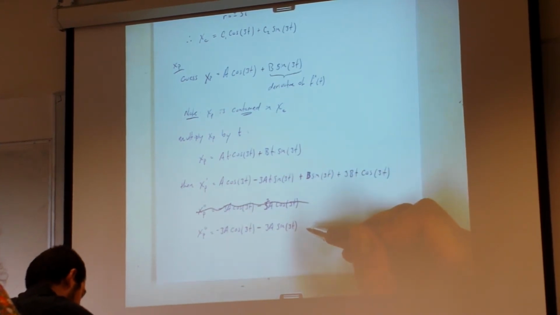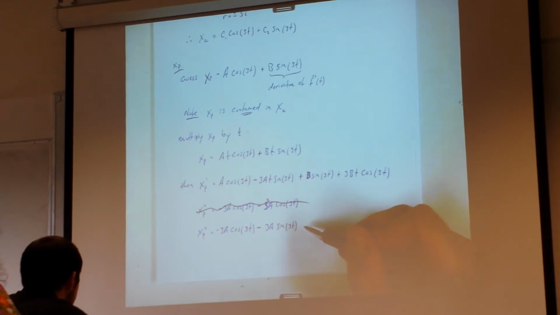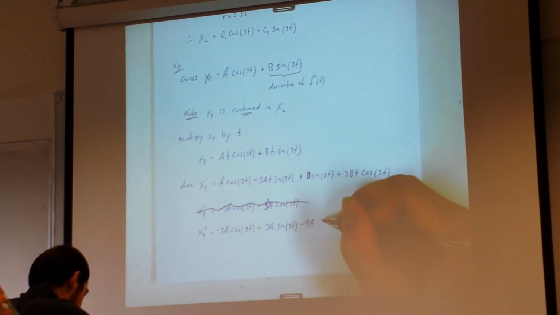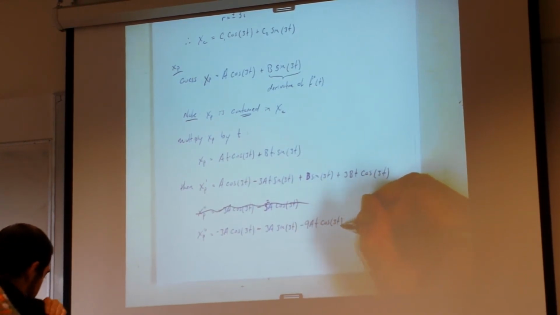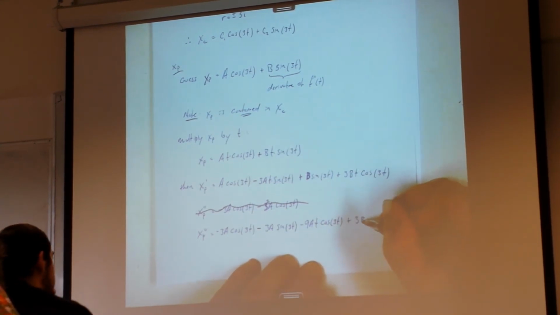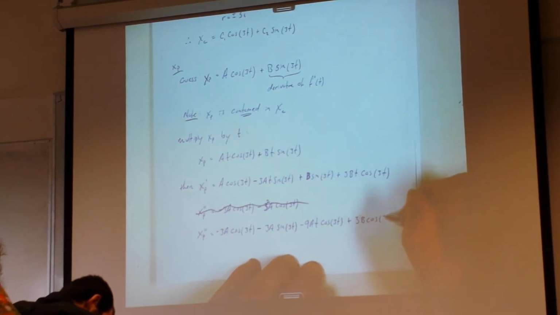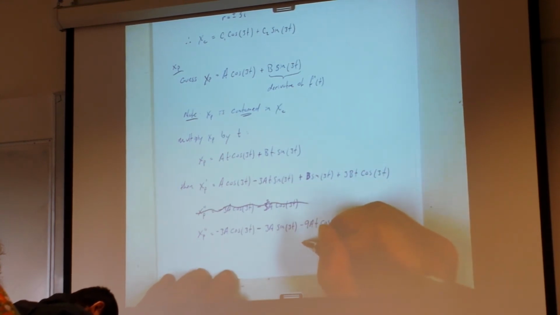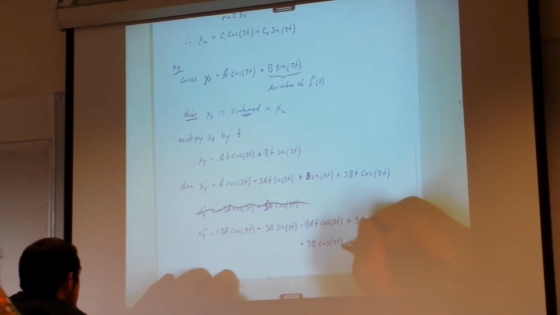So we got double prime minus 3a sine 3t minus 9at cosine 3t. So that's the second part in the product rule. Plus 3b cosine 3t. We got a couple other terms. Plus 3b cosine 3t. Product rule on 2 of those, yeah. Minus 9bt sine 3t.